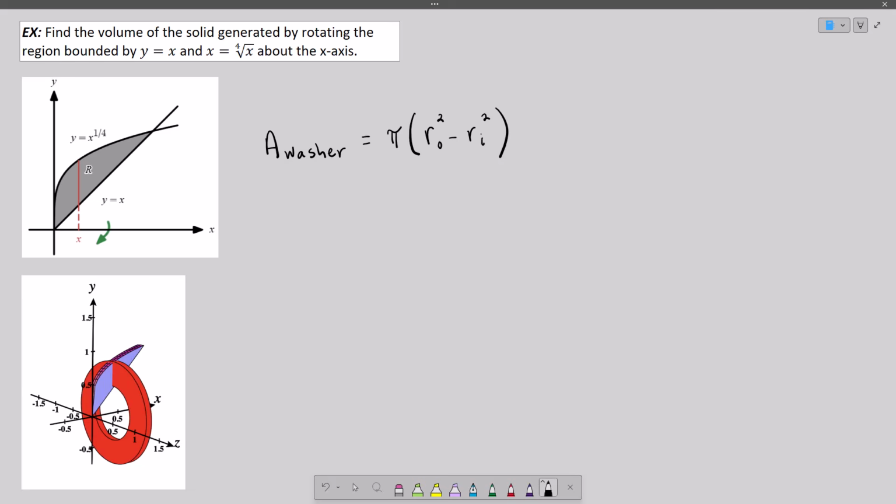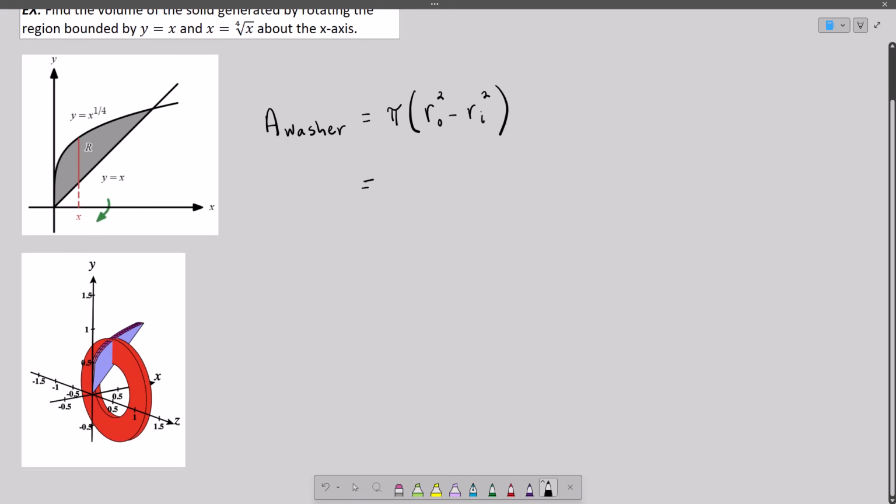And then we're going to convert over to x's and y's. So for us, when we look here, the outer radius is going to be dictated by the function that's further away. So this is going to be the outer radius, that distance right there.